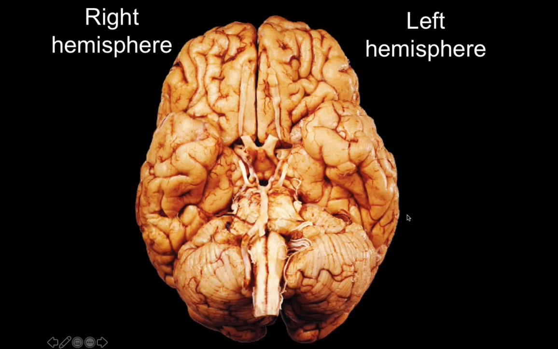This slide shows us an inferior view of the brain, and you can see the cerebrum shown right here. This will be our left cerebral hemisphere, and our right cerebral hemisphere can be found over here, separated by this longitudinal fissure. You'll see the cerebellum shown down here in its two hemispheres, as well as the brainstem, which can be found stemming from the brain right here.